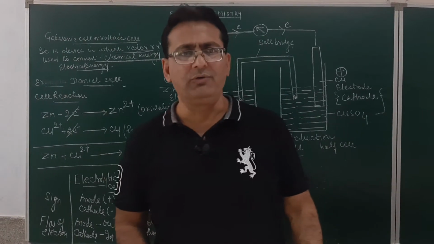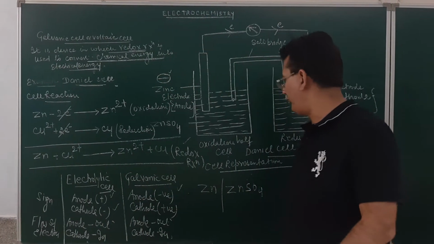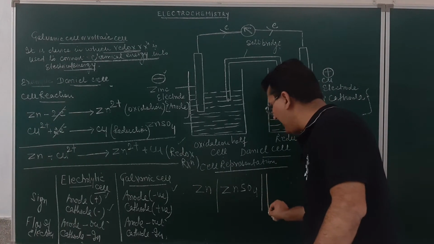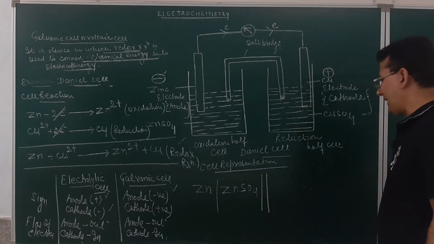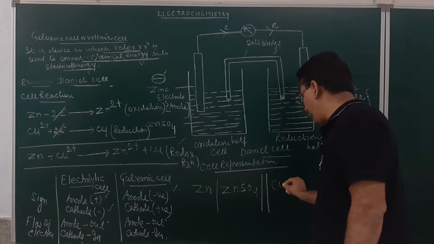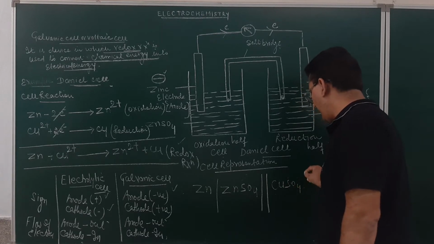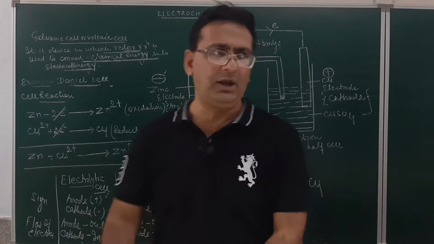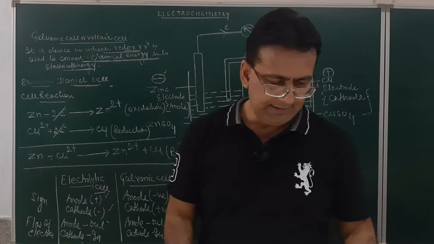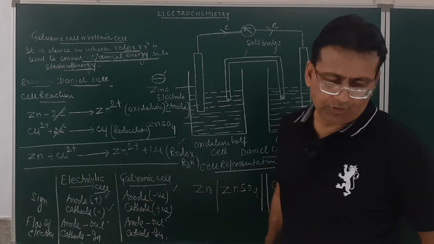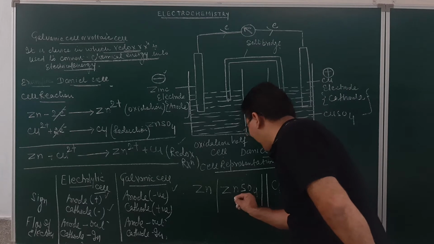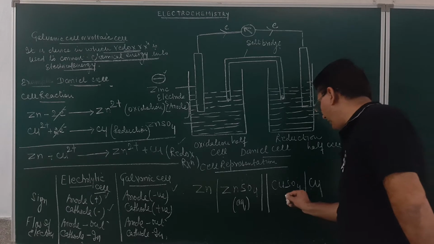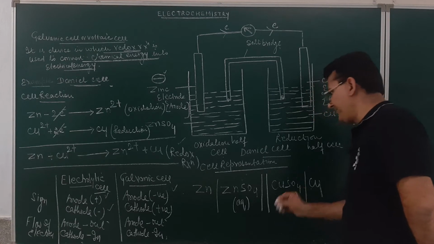We have a zinc electrode which is dipped in the solution of zinc sulfate. And then over here we have a salt bridge. Beyond the salt bridge we will have a solution of copper sulfate in which the copper electrode is dipped. This is how the representation of a cell is done. Now, the zinc electrode is a solid electrode. It is dipped in the zinc sulfate solution which is aqueous. The copper sulfate solution is also aqueous.